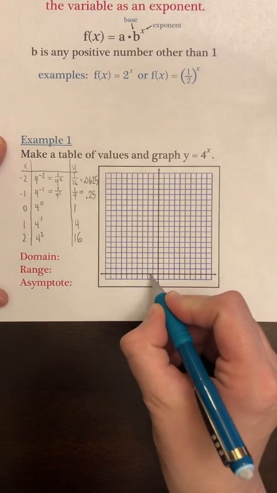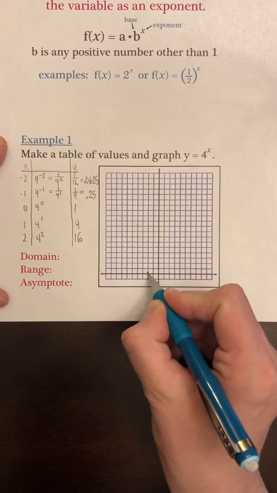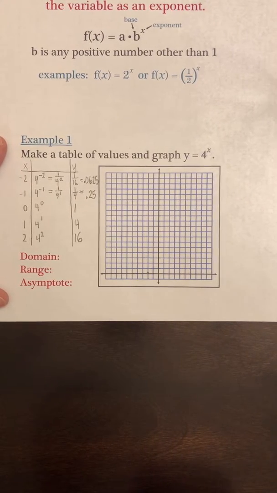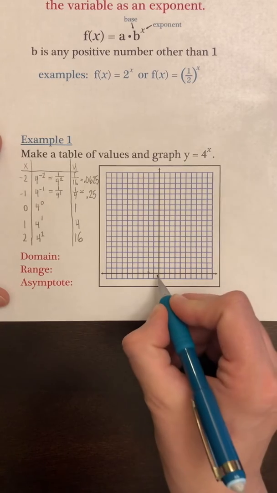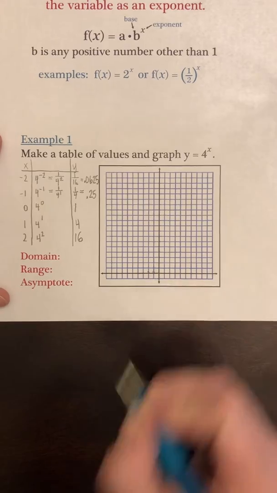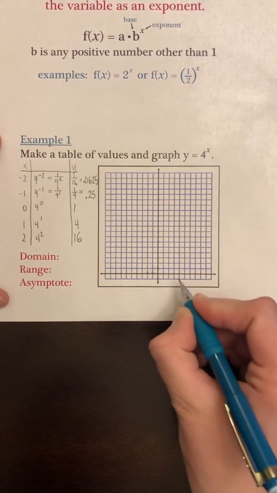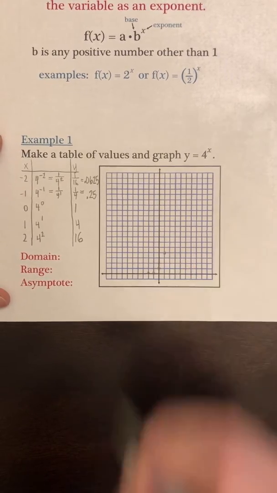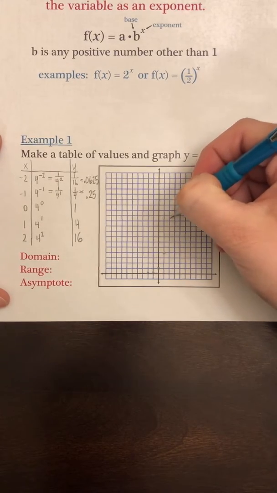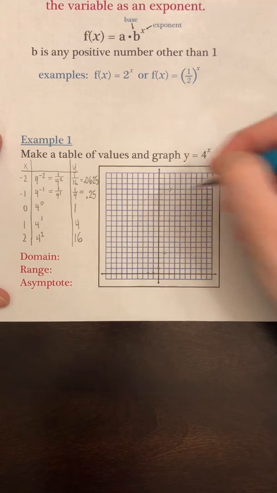We have -2, 0.0625. That is a really tiny number, and it just means that it's not much higher than 0. It's very close to being a y value of 0. Then we have -1, 1/4, or 0.25. That's a little bit higher, but still pretty close to 0. Then we have 0, 1, and then we have 1, 4, and then lastly we have 2, 16. Let's see, 8, 9, 10, 11, 12, 13, 14, 15, 16, right there.